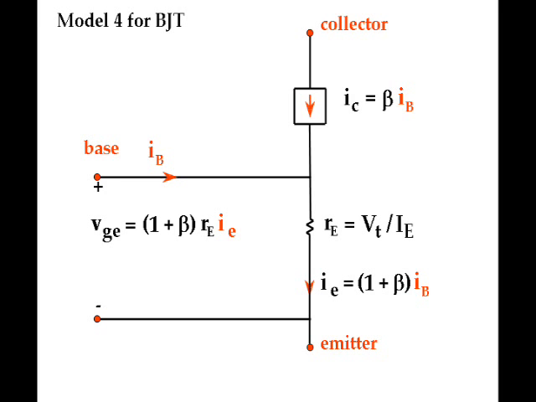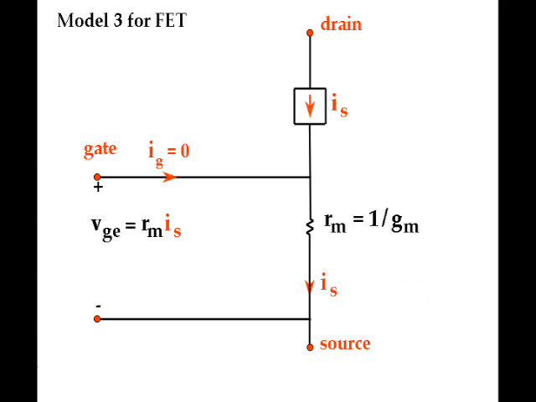To make this perfectly clear, I've repeated Model 4 without the capacitance, labeled with the conventional BJT terminal terminology as used in the course, and shown the corresponding simplified Model 3 with the conventional FET terminal terminology. Therefore, all the methods and all the examples in the entire course apply equally well if the devices are FETs.